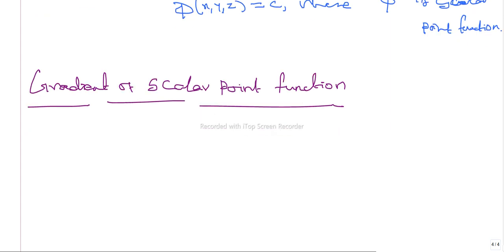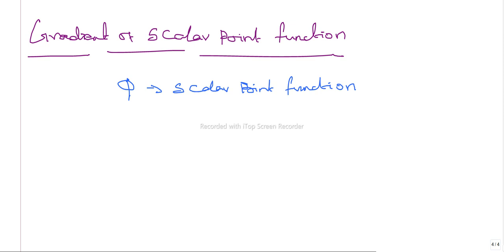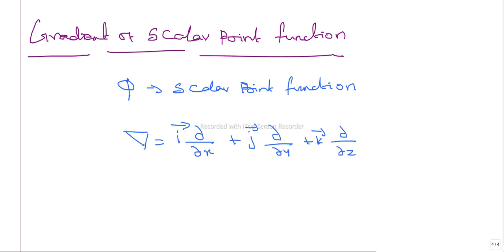So suppose we have a scalar point function pi. This is a function of x, y, z, but it's a scalar point function. Only magnitude, there is no direction. Now the operator I am going to use, del, is nothing but i vector into dou by dou x plus j vector into dou by dou y plus k vector into dou by dou z. So this is the operator.